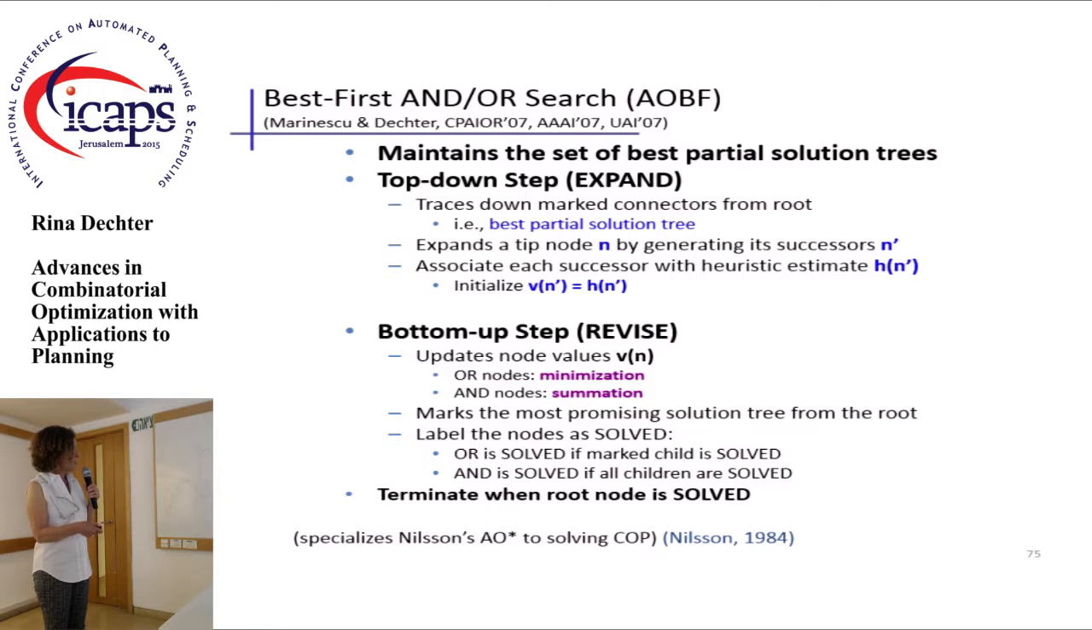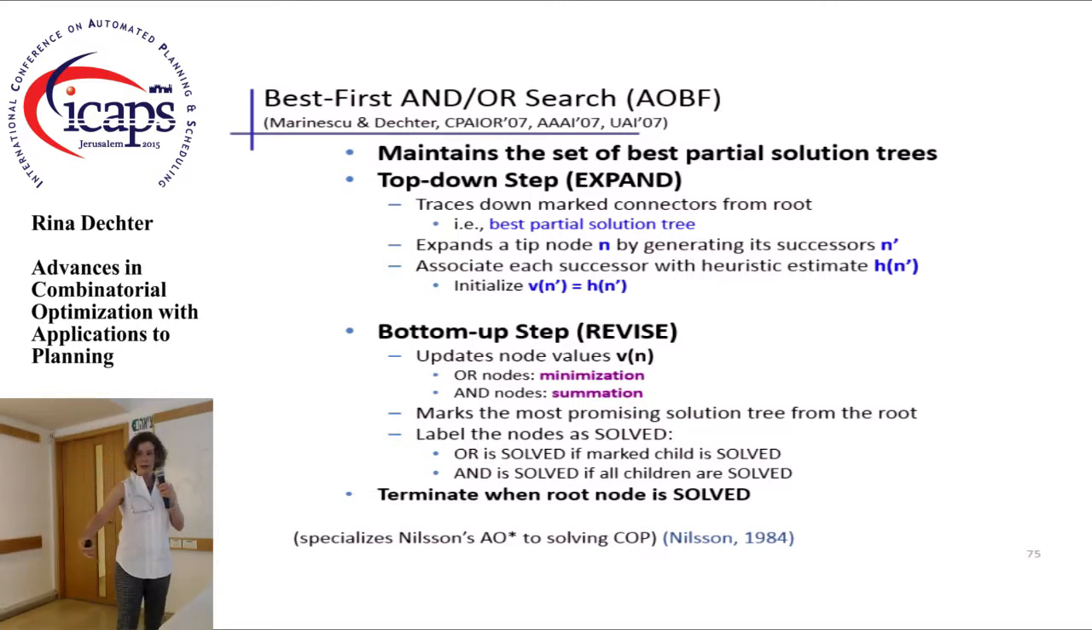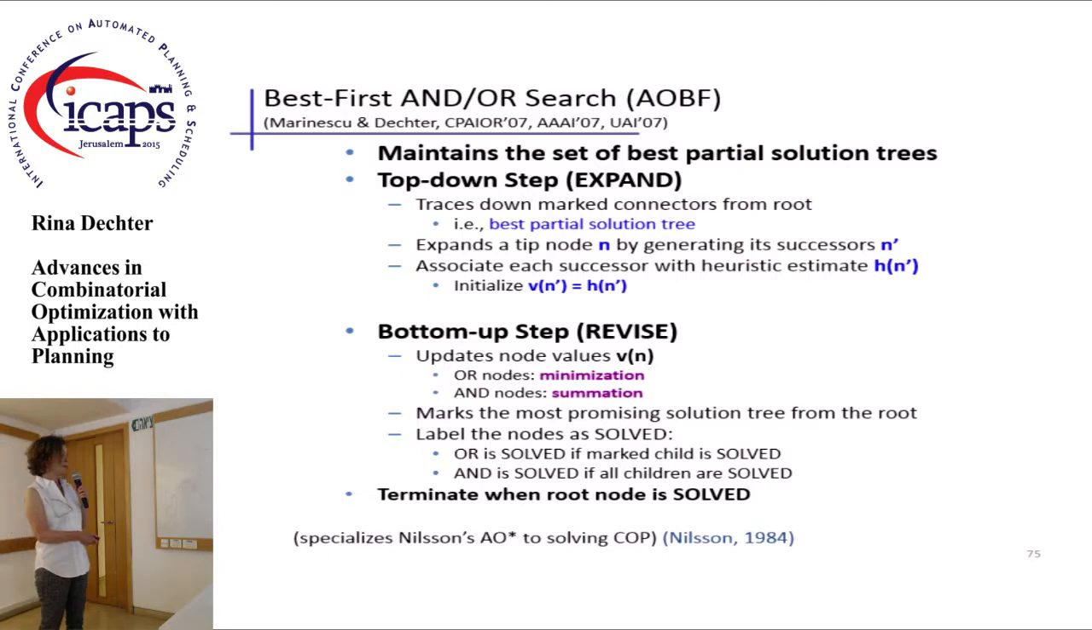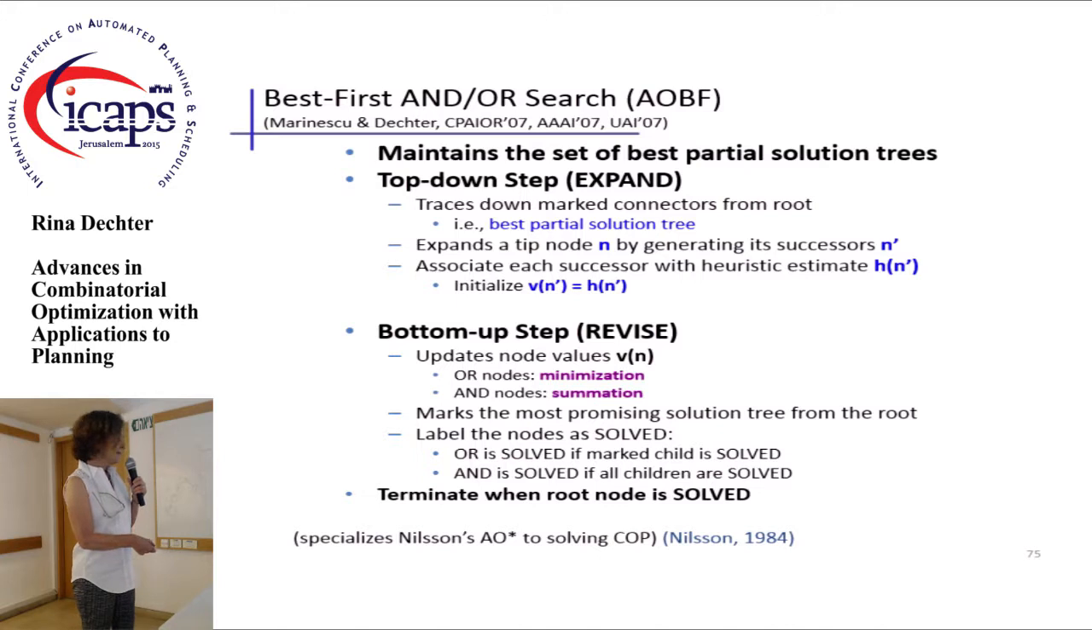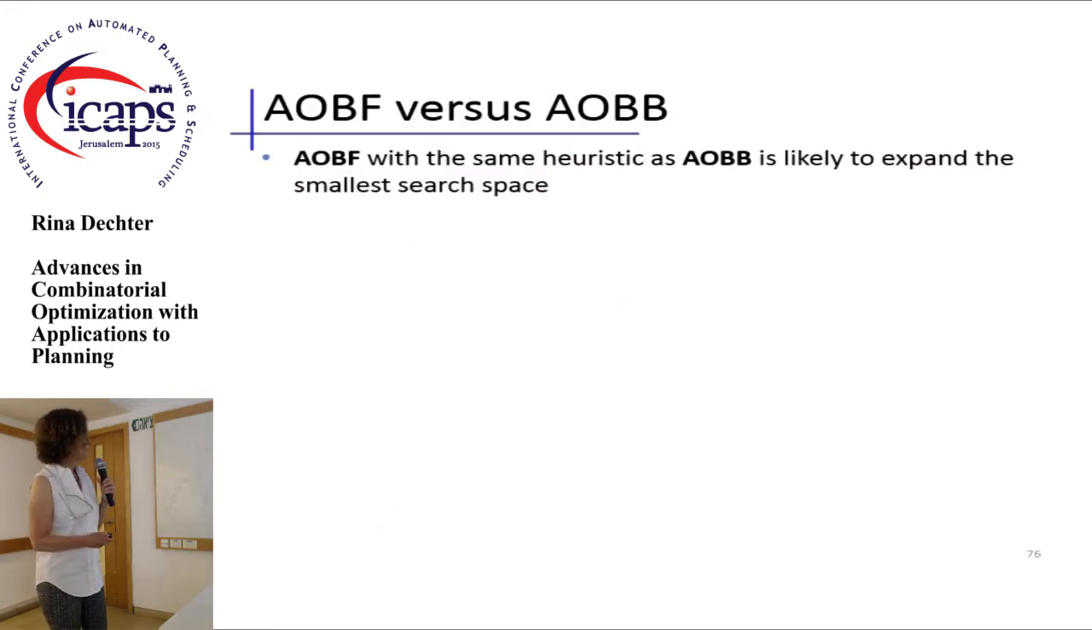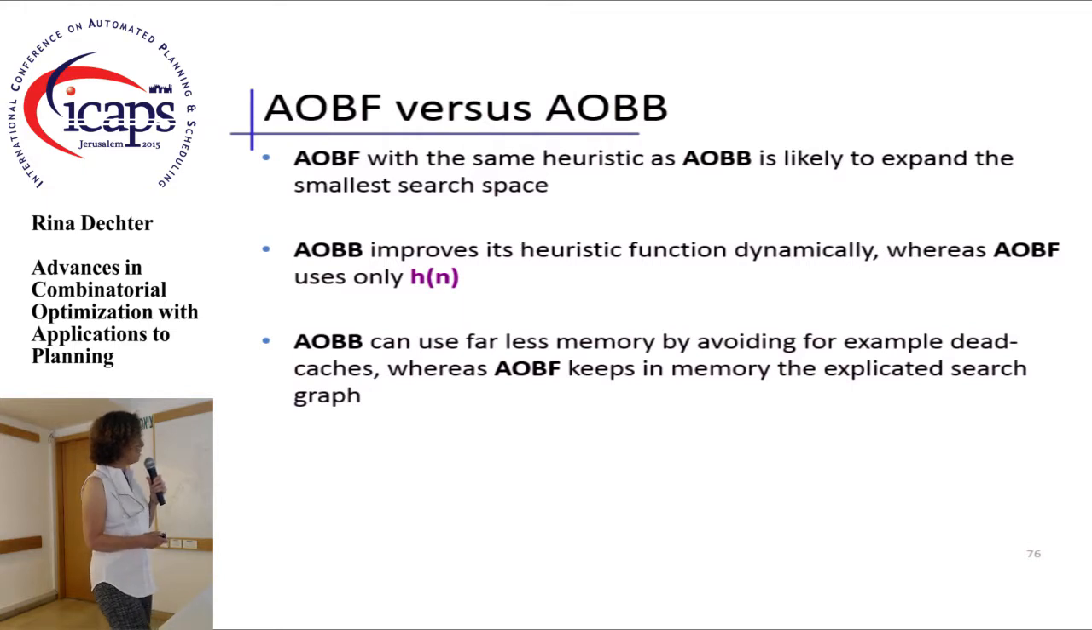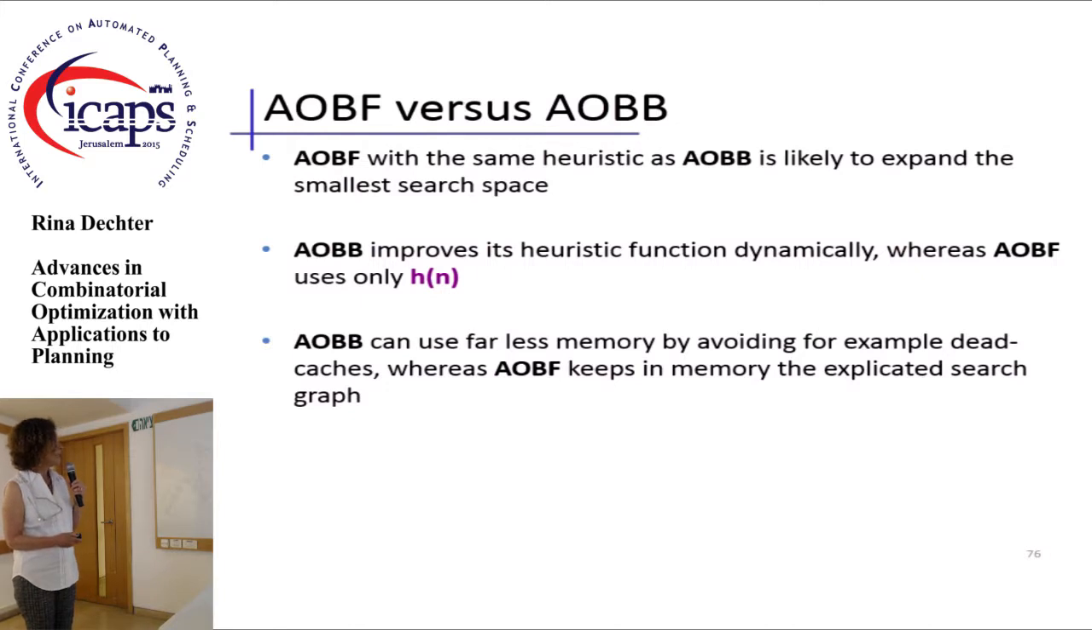This is when we go down. Once we expand a node, we have to revise the whole structure that we keep, and update the values of all the nodes, and we do this by minimization and summation. After the propagation, we mark the most promising solution tree from the root. We also label some nodes solved: an OR node is solved if its child node is solved, and an AND node is solved if all its children are solved. So we want to know when we have completely evaluated a particular subtree. We terminate when we mark the root node solved. This is exactly how it is done in Nilsson's original paper; we are just doing it for this particular case. And all the properties I mentioned earlier are applicable in terms of memory and time.